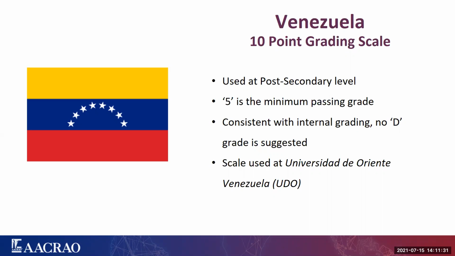And the key elements are, it's a 10-point grading scale. 5 is the minimum passing grade. And as you can see, that's a multiple or a derivative of the 10 that's the lowest passing grade on the 20-point scale. So there you can see some uniformity. And as with so much of Central and South America, with a clear exception of Brazil, there is no D concept in Venezuela. That's true of the 10-point scale as well.